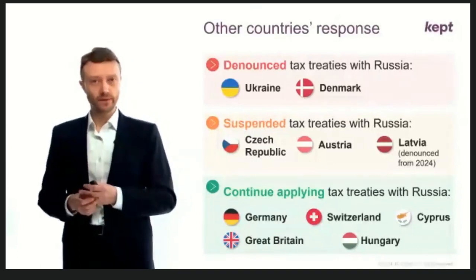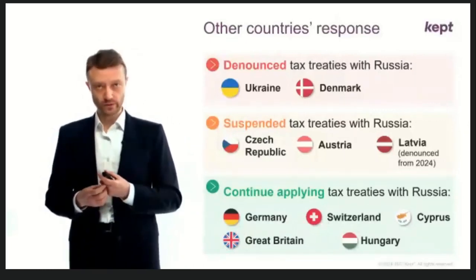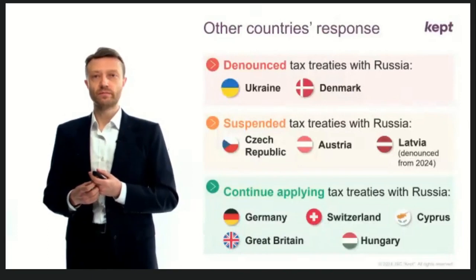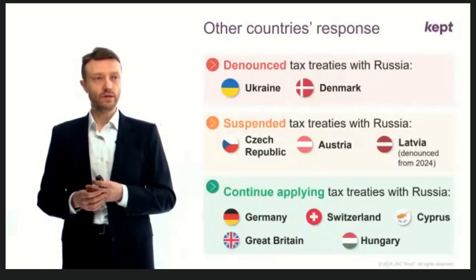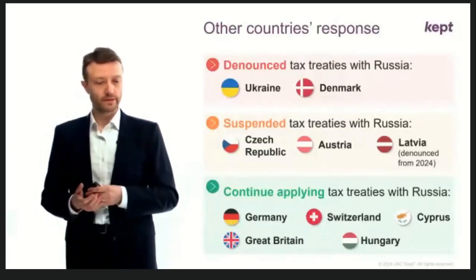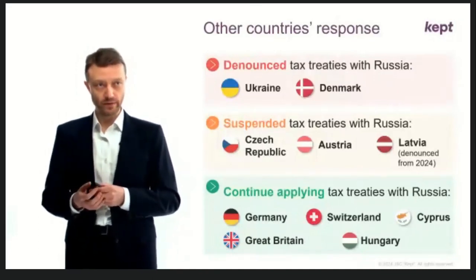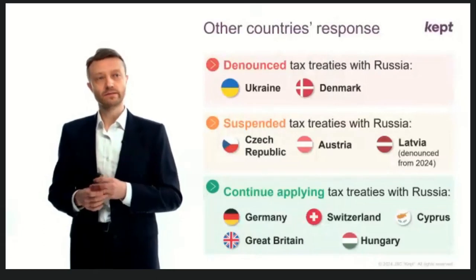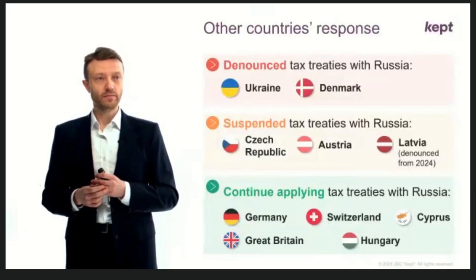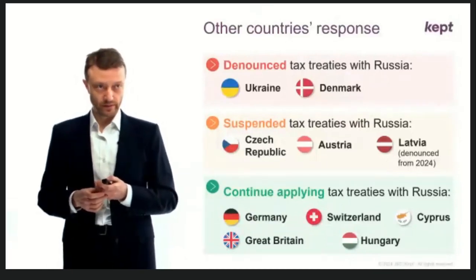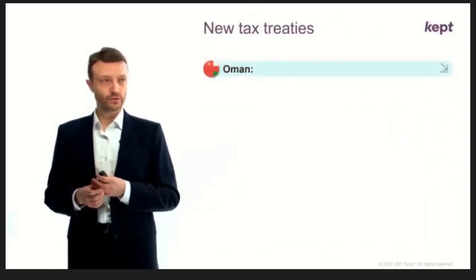And again, if the treaty is in place and the other country continues to apply it, it may be possible to credit withholding tax which is paid in Russia. But again, it will depend on many factors, on the country's position, on its domestic law, and also on the implications of Russia being included in the blacklist of countries by the European Union. And we'll talk about this later. But inclusion of a country into a blacklist may imply that withholding tax credit is not available in a European country. Okay, but there is good news.